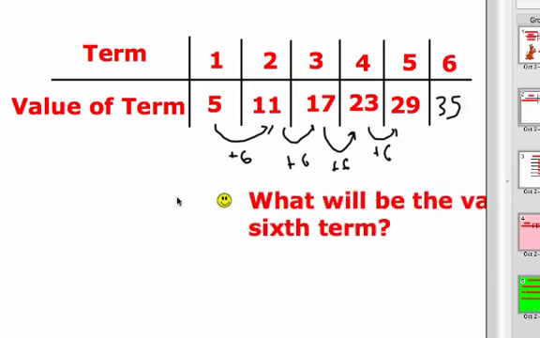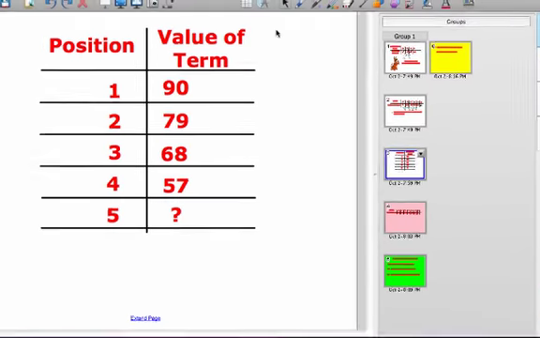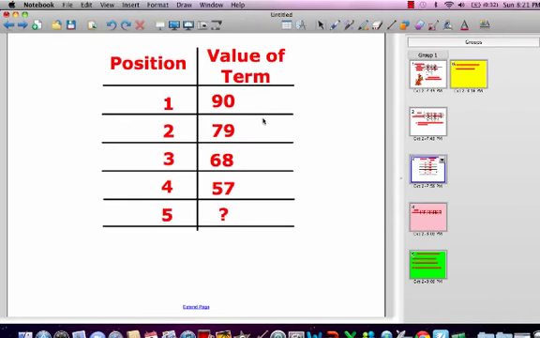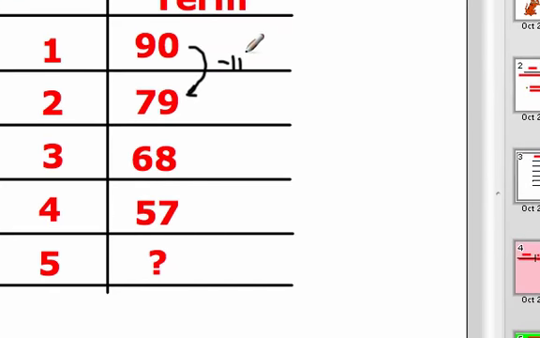As our smiley face would say here, what would the value of the 6th term be? So here's our 6th term, it would be 35 here. But instead of the numbers going up, the numbers are going down. So if the numbers are going down, naturally we're going to assume it's subtraction. And we are taking away 11 each time. 79 minus 11 is 68, so that works. 68 minus 11 is 57.